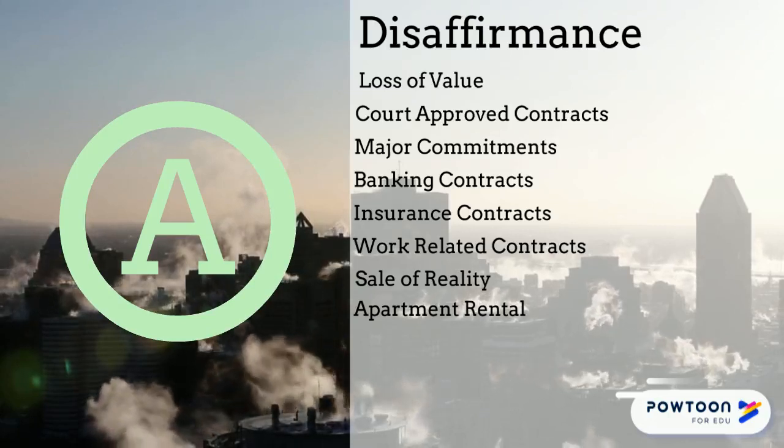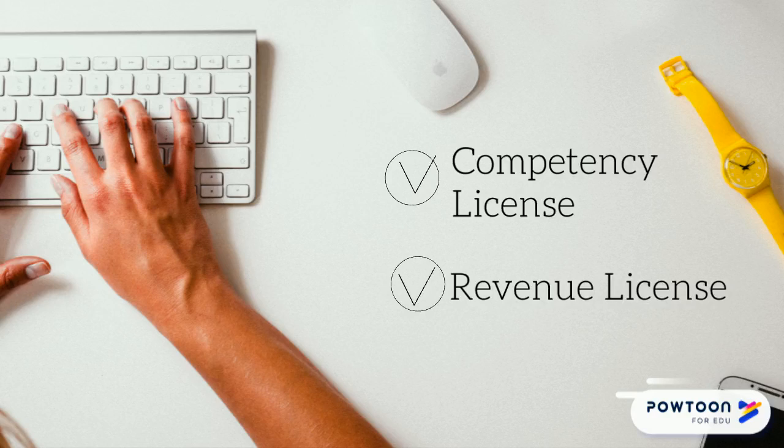All states require that persons in certain occupations and businesses pass exams and receive a competency license to ensure that they can perform adequately. Persons engaged in trades such as barbers, plumbers, and electricians typically require a competency license. In contrast, if the license is a revenue license, whose purpose is only to raise revenue rather than to protect the public, contracts made by the unlicensed person are valid.